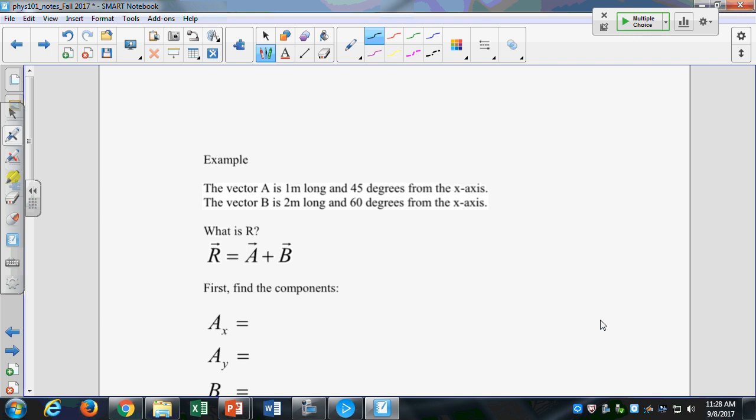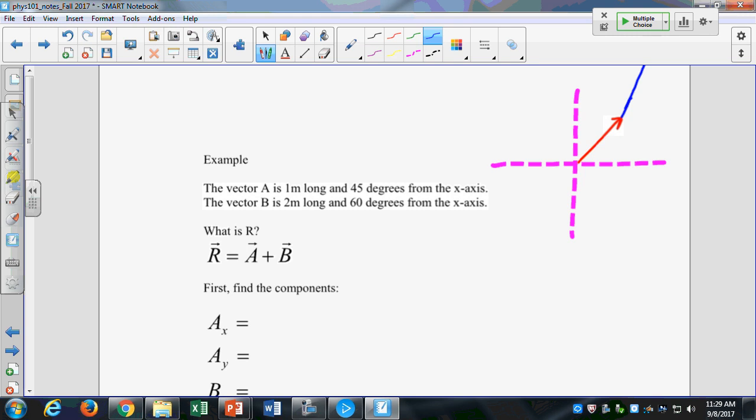I always like to draw a picture first. It always helps me to draw a picture. So then I know sort of roughly what the answer is going to be, and I can at least tell which quadrant the vector is in. So vector A is 1 meter long and 45 degrees from the axis. I'll draw vector A in red. And then vector B is 2 meters long and 60 degrees from the axis. So it's looking like this. Shoot. Let me redraw it.